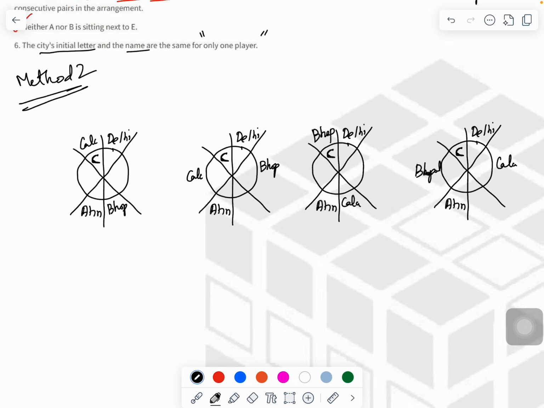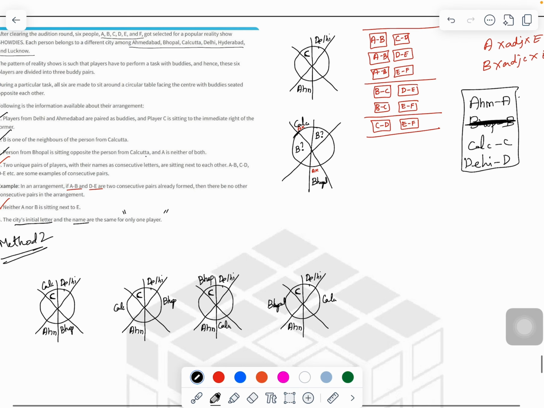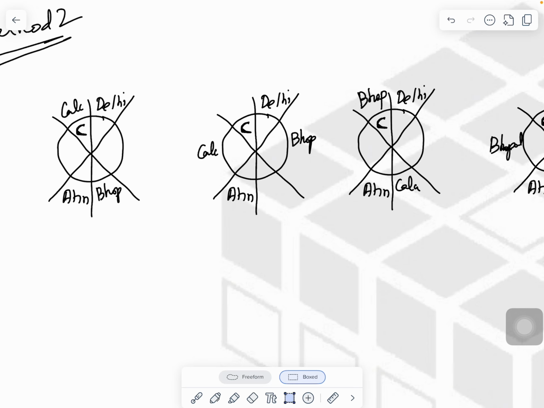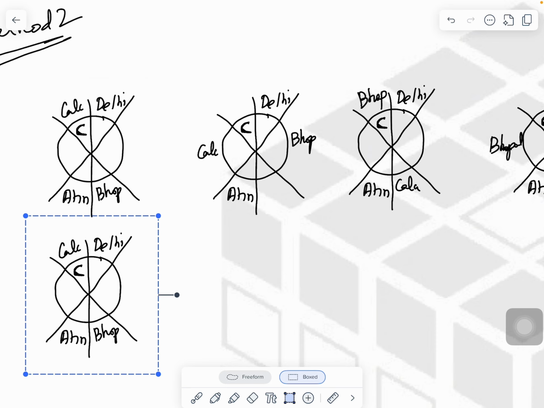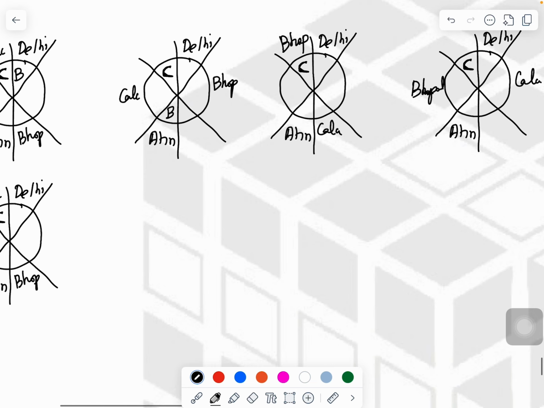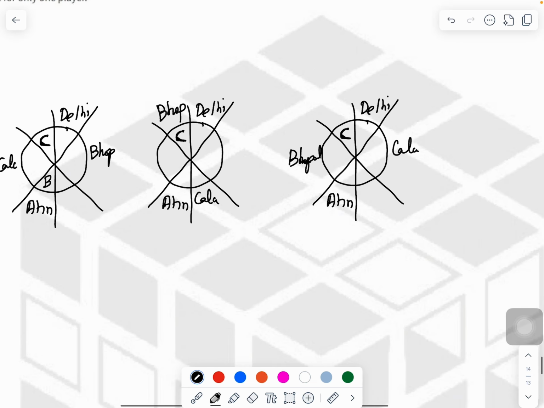They also mentioned that adjacent to Calcutta, we have B. So adjacent to Calcutta, duplicate, 2 cases are possible. So this could be B or this could be B. Here only 1 case is possible, this is the only vacant space. Here adjacent to Calcutta, 2 cases are possible. In the right side one also 2 cases possible.